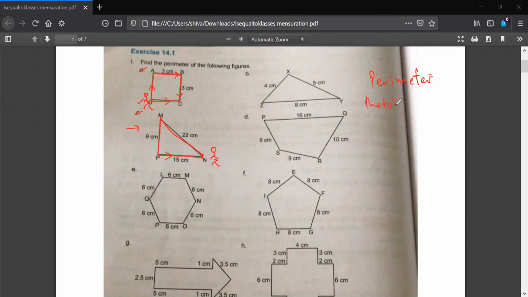The total distance that you cover when walking around a figure is called perimeter. Any doubt, Mr. Sarthak? Mr. Sarthak, any doubt? No, sir.